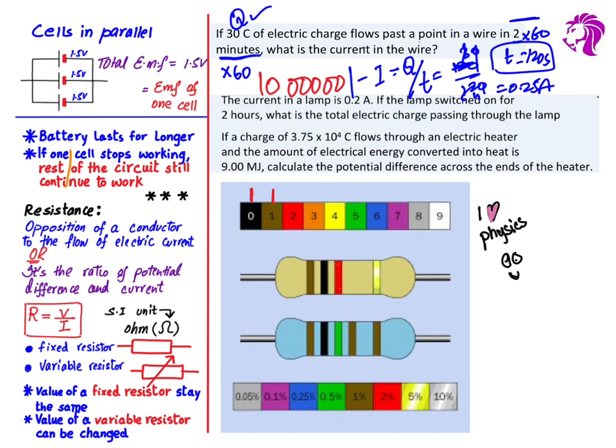Then here's the next question. A current in a lamp is 0.2 amperes. If the lamp is switched on for 2 hours, what is the total electric charge passing through the lamp? So charge is equal to current into time, right? So what is current? Current is 0.2. And what is time? 2 hours. So 2 times 3600, right? So please tell me the answer.